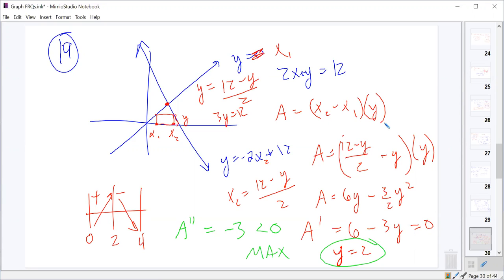When y is 2, our area ought to be 12 minus 2 over 2 minus 2 times 2. And 12 minus 2 is 10. 10 over 2 is 5. 5 minus 2 is 3 times 2. Gives you a max area of 6. Choice A. That was a fun one. Any questions on 19?